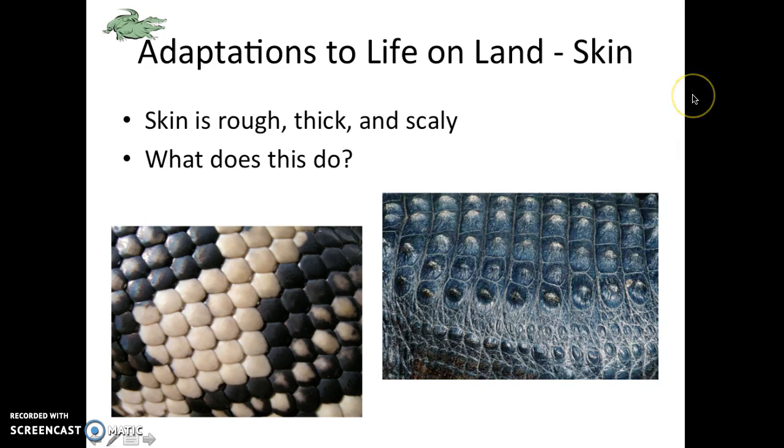Looking first at their skin, we mentioned previously that reptiles have rough, thick, and scaly skin. What do you think this does for them? Hopefully, you came up with the idea that it keeps water in. Although the crocodile and alligator skin looks dry and scaly on the outside, it does a great job of keeping the water inside.